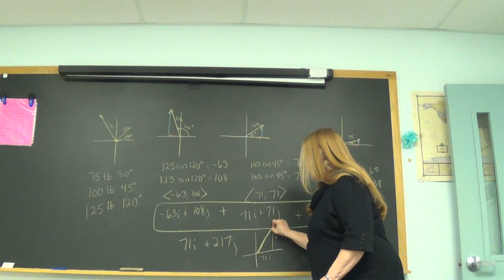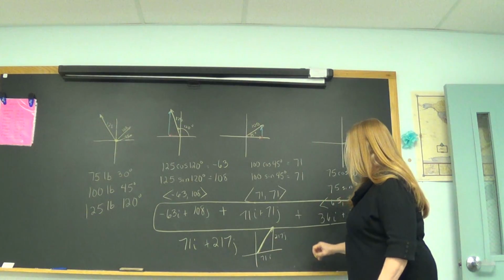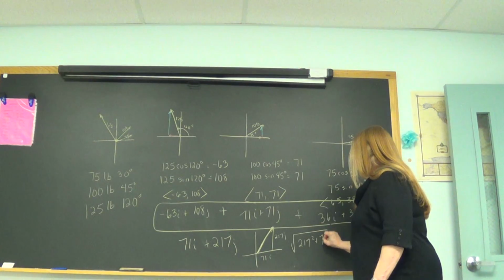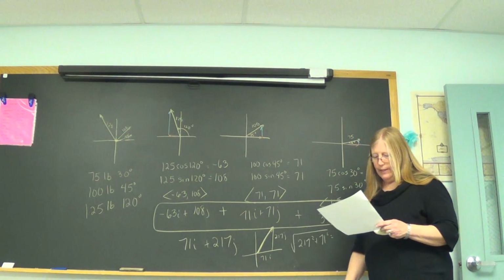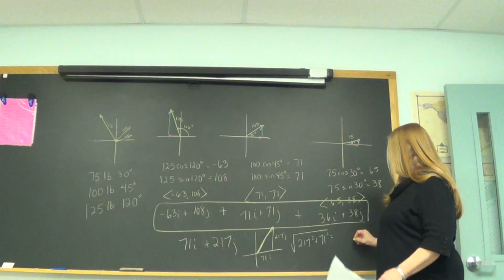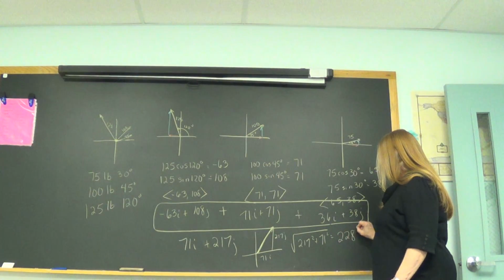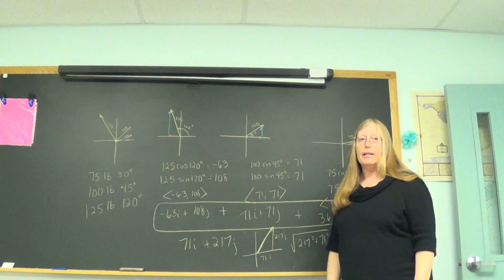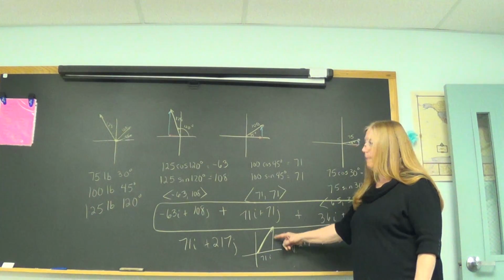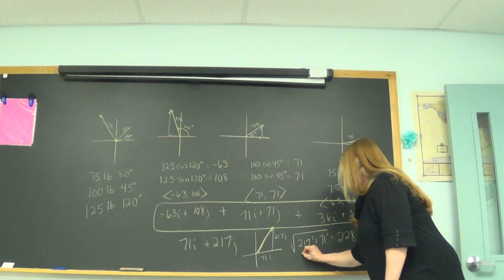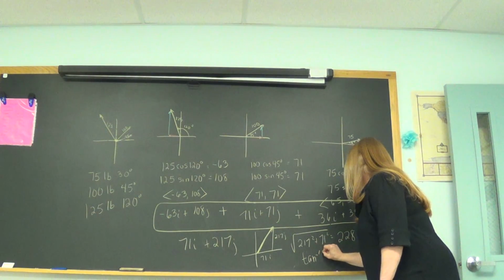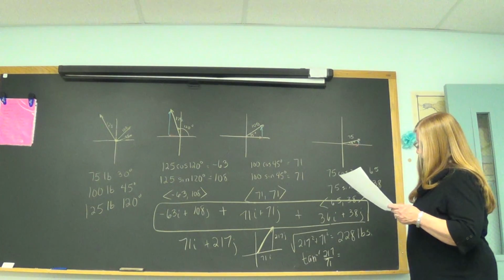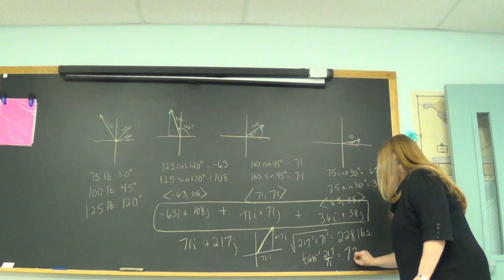And I want this part right here. It's called the magnitude. It's a Pythagorean theorem: 217 squared plus 71 squared. The square root of that is going to be close to 228 pounds. Then to get the angle, it's an inverse tangent, always the j part over the i part. Tan inverse of 217 over 71 will give me an angle of 72 degrees.